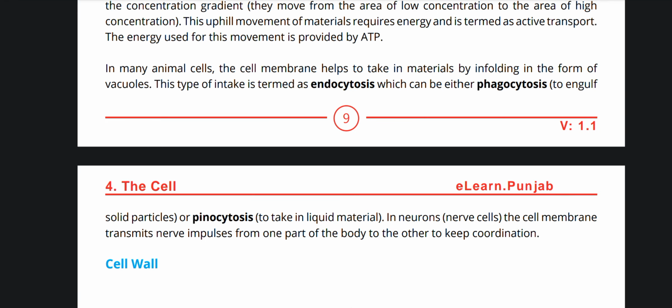In many animal cells, the cell membrane helps to take in materials by unfolding in form of vacuoles. This type of intake is termed as endocytosis, which can be either phagocytosis or pinocytosis. In neurons, the cell membrane transfers nerve impulse from one part of the body to other to keep coordination.